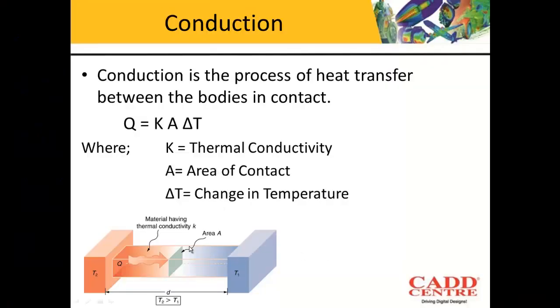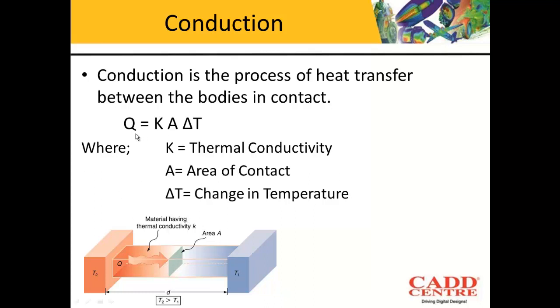Now you can see that whenever two bodies are directly in contact with each other, this body over here, that is T2, is getting heated up at a temperature T2 which is higher than T1. So the heat will flow from higher to lower. So this is an example of conduction where two bodies are directly in contact with each other. The medium of contact is a solid.